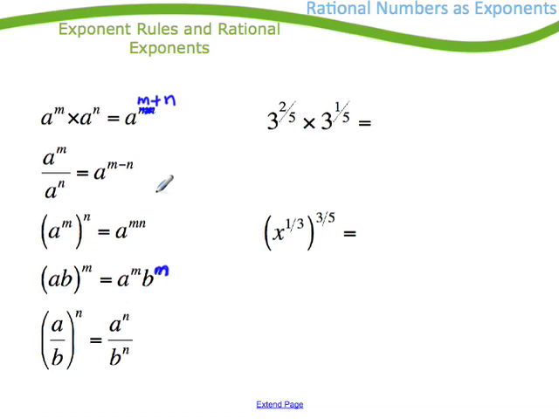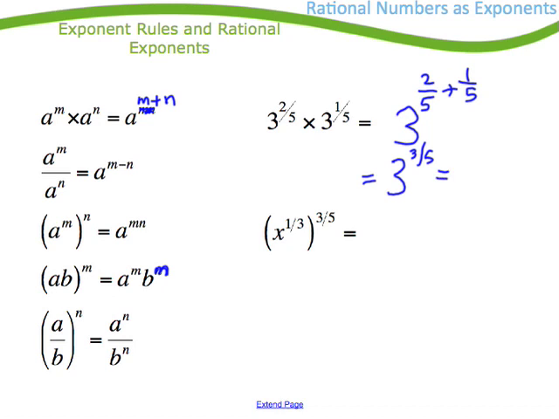So we can do these same rules with fractional exponents or rational exponents. In this case, if I'm multiplying 3 to the 2/5 times 3 to the 1/5, and I'm multiplying common bases, I can add their exponents. So 2/5 plus 1/5 is 3/5. So I can simply write that as 3 to the 3/5.